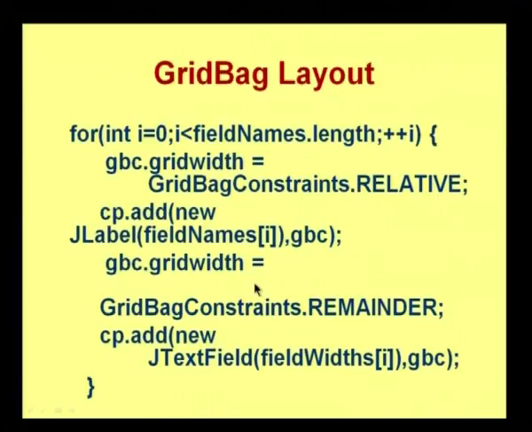Next, I am specifying the grid width as remainder. So here, remainder will occupy the last position and relative will occupy the previous position of whatever you have specified for the remainder. So now I will have one label and one text field with this field name, and the text field is constructed with this field width with this particular grid bag constraint. So for all the components in the label, we have the field name array as the label and then your GridBagConstraints.RELATIVE, whereas here GridBagConstraints.REMAINDER is set to all the text fields with the particular width array of integers.